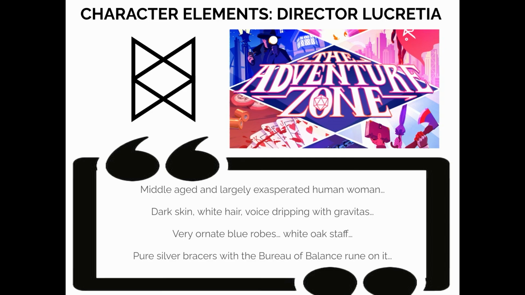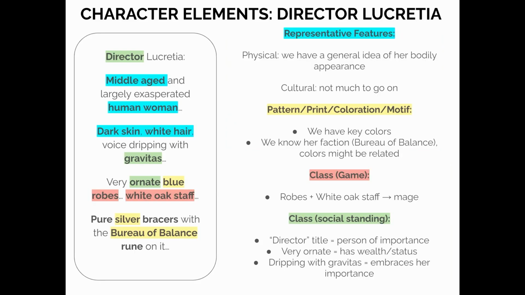They describe her as a middle-aged and largely exasperated human woman. Dark skin, white hair, voice dripping with gravitas, very ornate blue robes, a white oak staff, pure silver bracers with the Bureau of Balance rune on it. So that sideways hourglass thing you see up there is the rune they're talking about, and they do describe that at a different point. That's it. That's literally all they gave us, and I was like, I love this character, and I needed to be here, so I gotta figure this out.